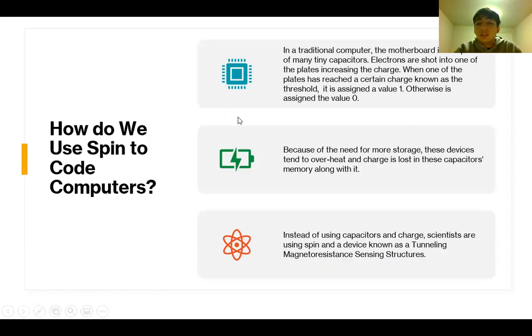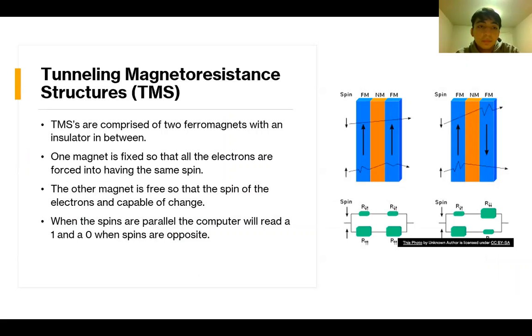Instead of using capacitors and charge, scientists are using spin and devices known as tunneling magnetoresistant sensing structures. Tunnel magnetoresistant structures, or TMS, are comprised of two ferromagnets with an insulator sandwiched in between. Now, one of these magnets is going to be forced to have the same spin, or it's going to be a fixed magnet. The other one is going to be a free magnet. Its spin is going to be able to change.